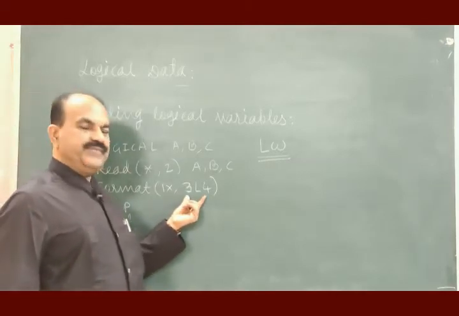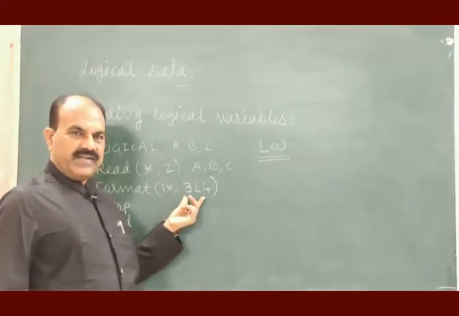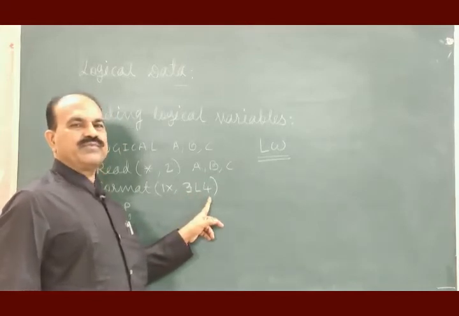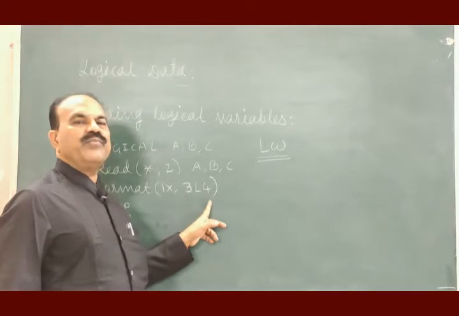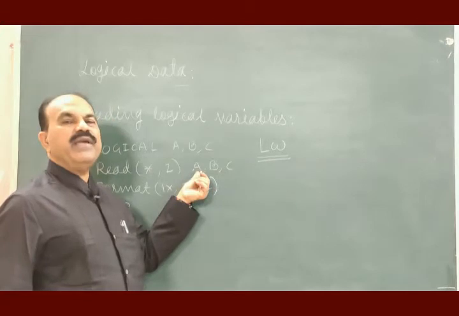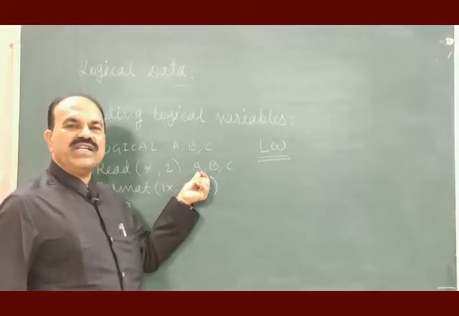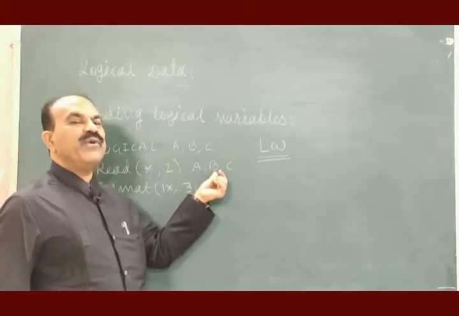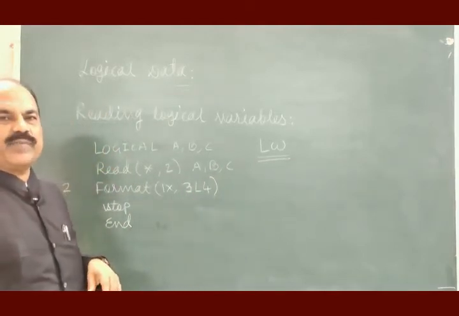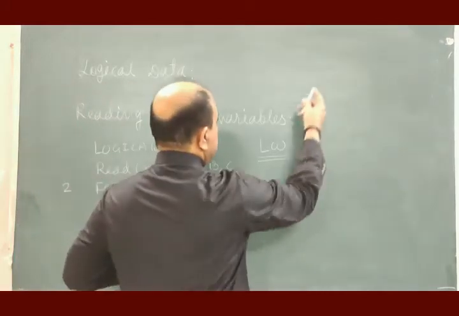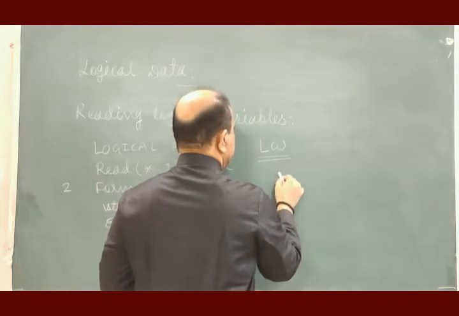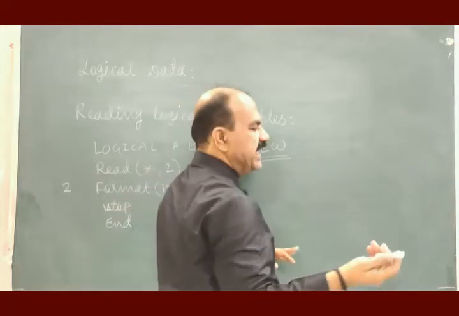What I have done here? 3 times L4. The meaning of 3 times L4 is that whatever data you provide, A will be 4-digit logical data, B will be 4-digit logical data, C will be 4-digit logical data. Let us suppose that you write this way. Let me write anything.